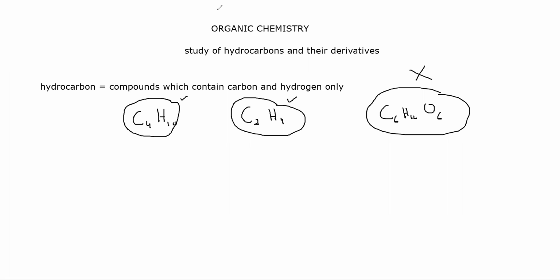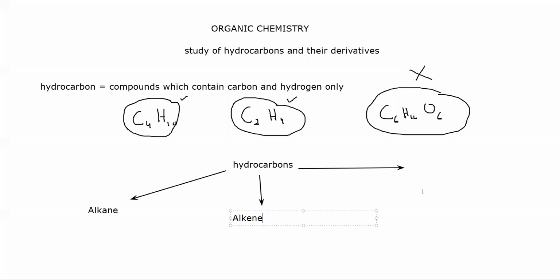Then these hydrocarbons are divided into 3 main classes. A hydrocarbon can be alkane, it can be alkene, and it can be alkyne.